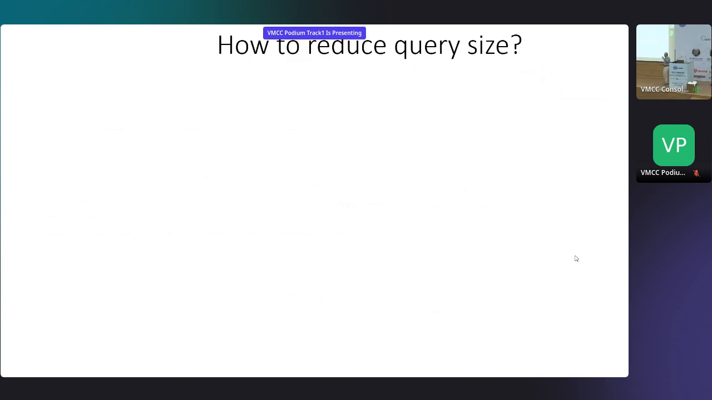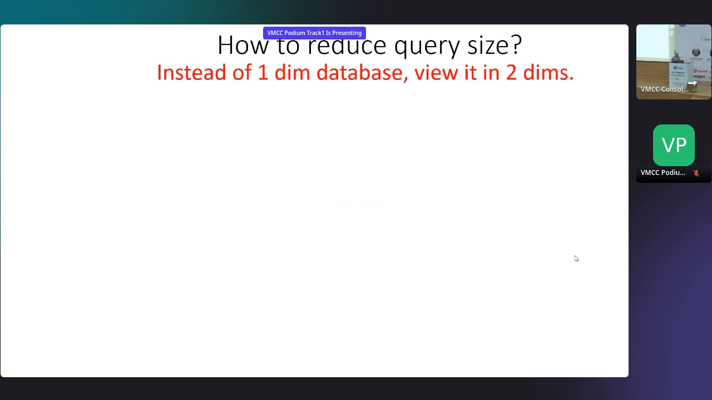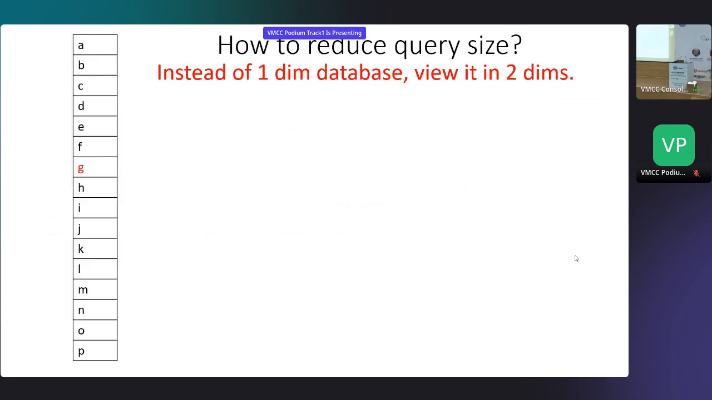Okay, so let's try and think about this one at a time. So first, let's try and reduce the size of the query. We are not the first people to observe this problem. Other people had talked about it. And I'm just going to take a diversion because it's an interesting solution which has applications in other places. If you have a query that is a long vector, that's what we're dealing with, and we are multiplying it times a database, that's also a long vector.